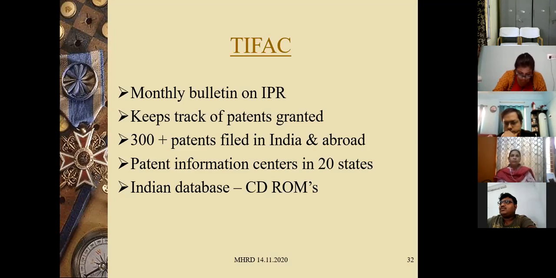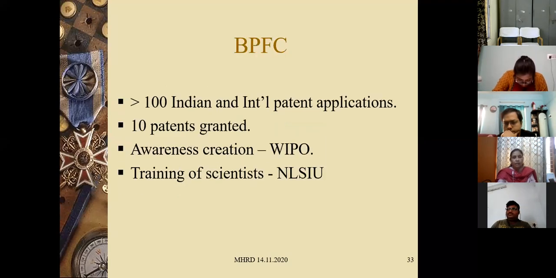Now, if it is a DST funded project, and there is an outcome of that project which is patentable, then TIFAC will facilitate the filing of patents through their patent office. Then the patent information centers in 20 states maintain the information from across those 20 states, and all this database is available on CD-ROMs.